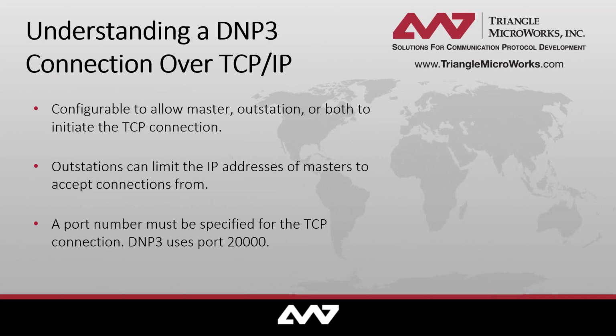This slide is going to talk about the way that DNP3 connections can be created over TCP/IP. DNP3 connections can be initiated from either the master, the outstation, or from both. While either can initiate the connection, the outstation can limit the IP addresses from which the master can connect. And as with all TCP/IP connections, you'll need to designate a port. The DNP3 spec defaults to using port 20,000.